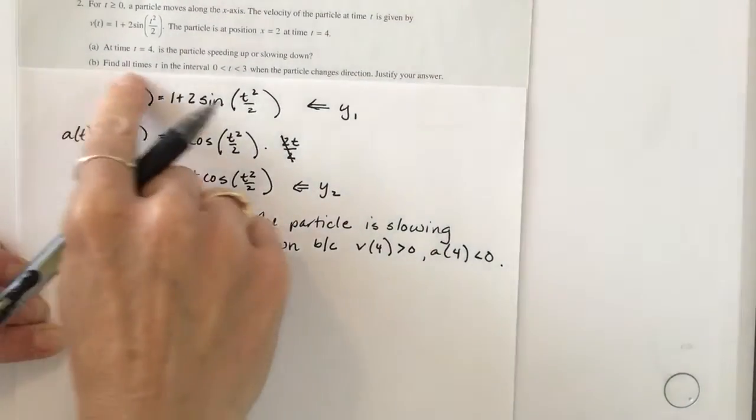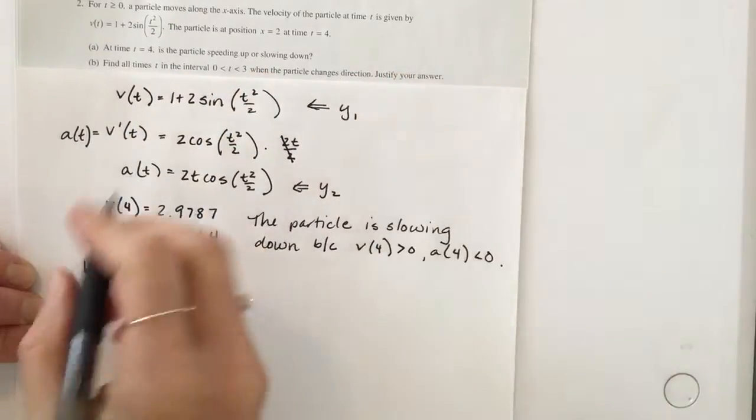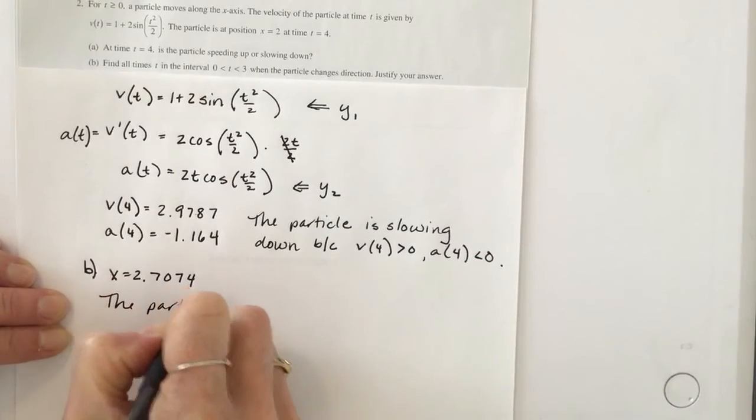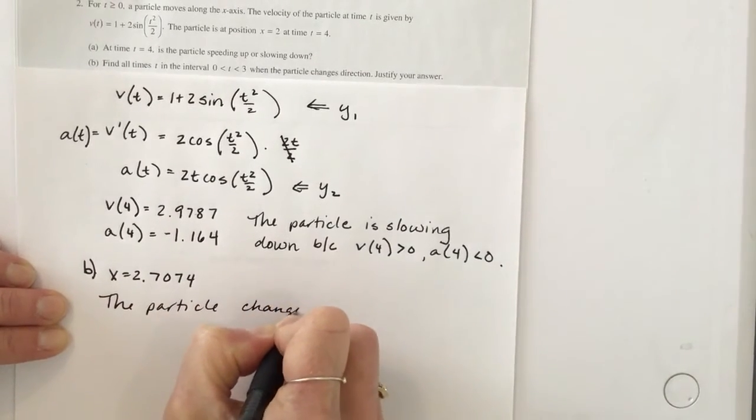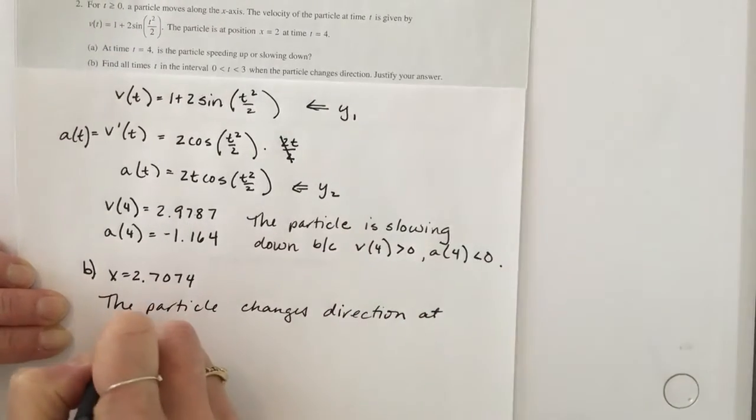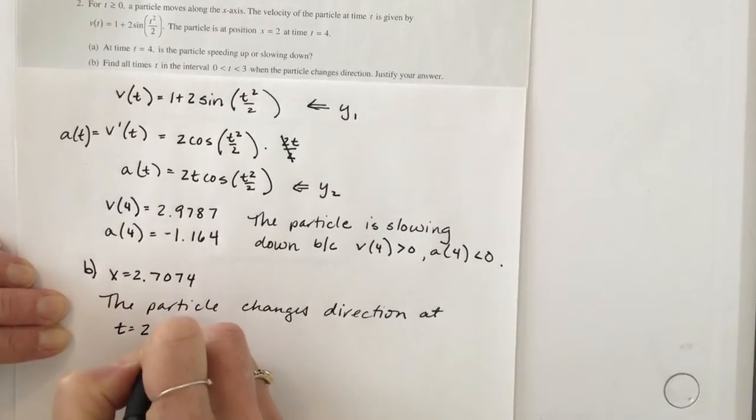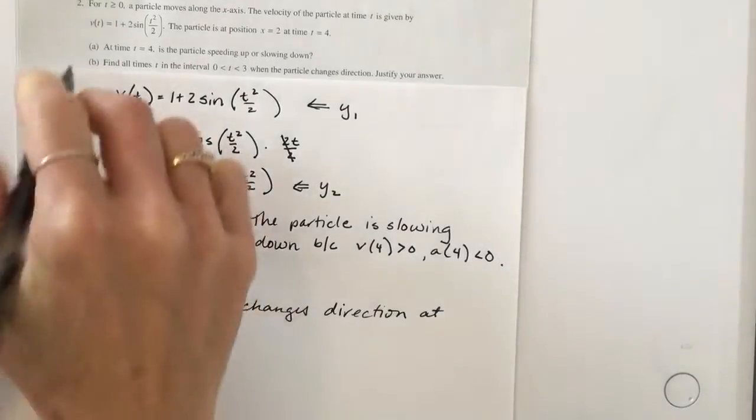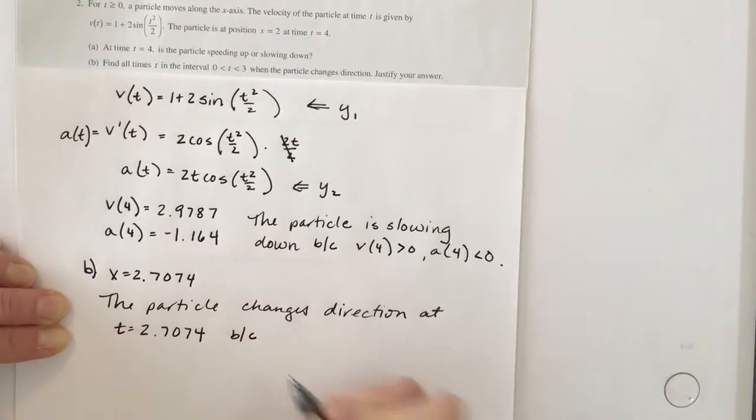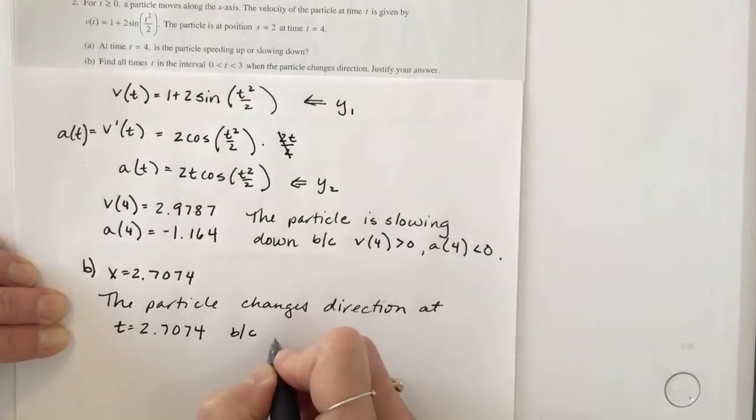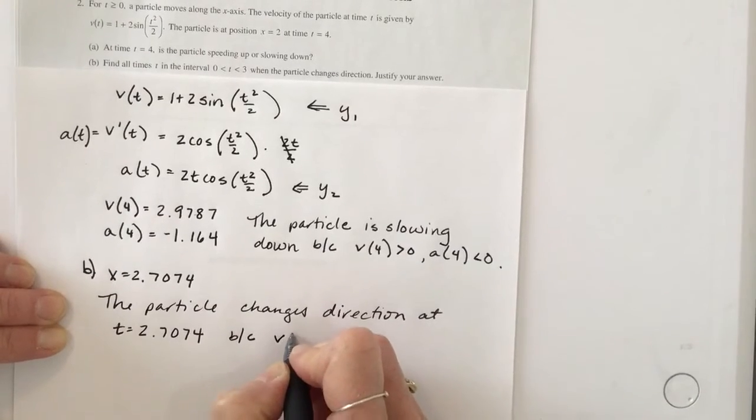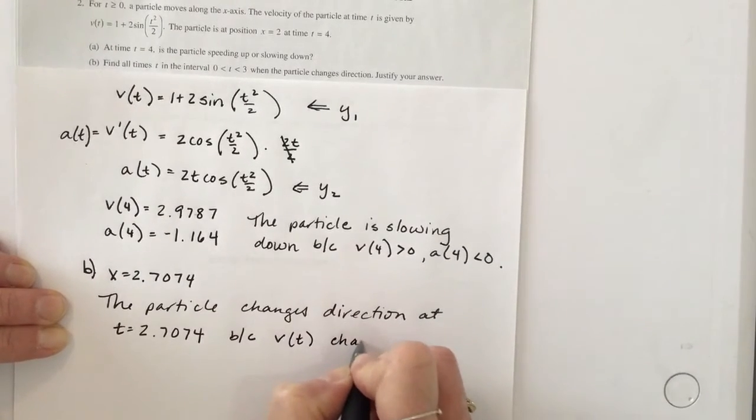Okay, so we can say find all the times in the interval when the particle changes direction, and then we have to justify our answer. So the particle changes direction at t, remember this is time, t equals 2.7074. And we don't have units here, so it's a little bit strange. Our justification is because velocity v of t changes sign.